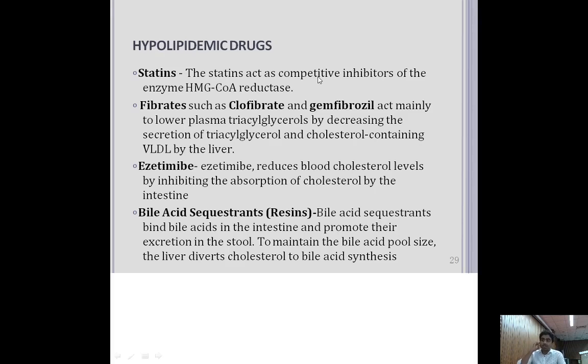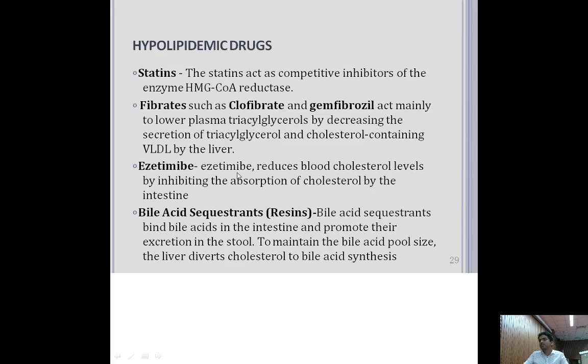Then another group of drugs is clofibrate. Clofibrate is generally a fibrate. So remember clofibrate and gemfibrozil. Even if you do not remember, just remember clofibrate. Clofibrate generally reduces plasma triacylglycerol. Statin generally reduces cholesterol level, and clofibrate reduces triacylglycerol level by decreasing secretion of triacylglycerol from the VLDL. VLDL is coming from the liver, right? Only then will it increase the level of triacylglycerol and cholesterol in the circulation. So by decreasing the secretion of VLDL, clofibrate decreases the level of triacylglycerol. Just know the names statins, clofibrate.